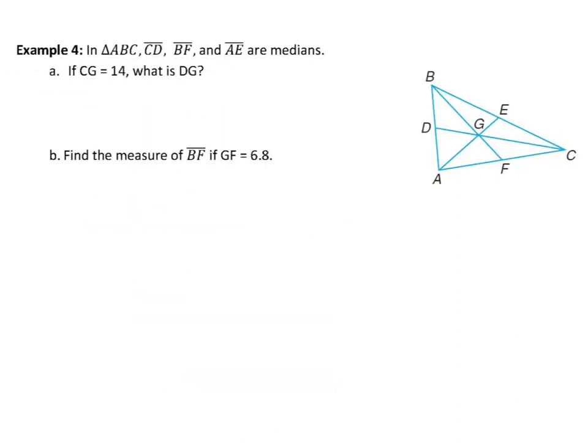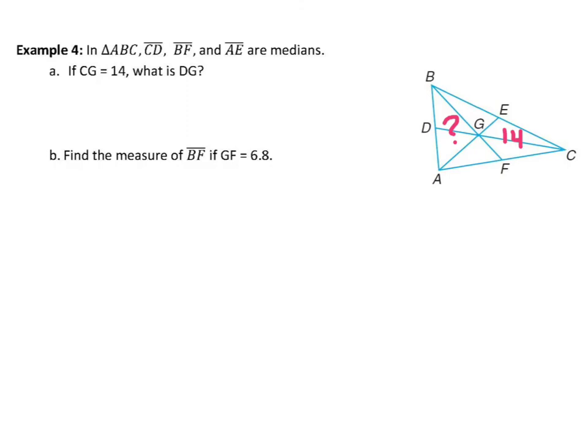Now let's consider our last example. Example 4 states that in triangle ABC, CD, BF, and AE are all medians. In part A, if the length of CG is 14, so that's this part of my median, and I'll indicate that in my diagram. What is the length of DG?